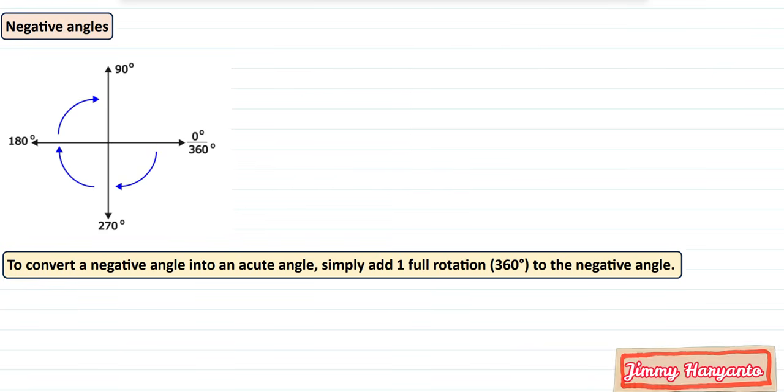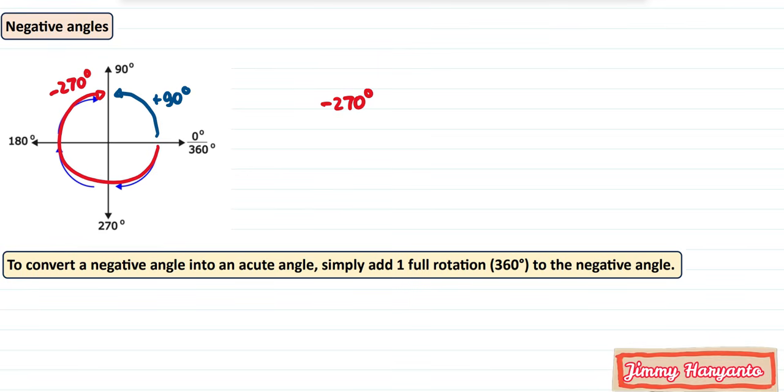So let's say you have this negative 270 degrees. Negative 270 degree will be the same as positive 90 degree. That's the idea. So to make the negative angles into acute angles, you only have to add 360. That means you will have 90 degree.